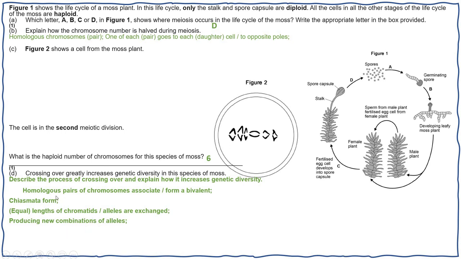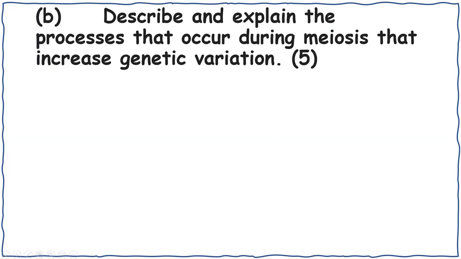So that could be a 4-mark question. Homologous pairs of chromosomes form a bivalent or chiasmata. Equal lengths of chromatids or alleles are exchanged, which produces new combinations of alleles.